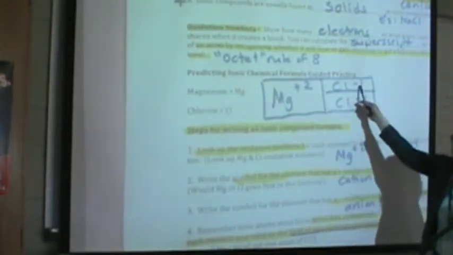So do we all agree a +2 and a -1 do not equal 0? So guess how many chlorine ions I need to offset that magnesium? 2. So I want you to draw a second one. Do you see how a +2 and a -1 and a -1? So this is +2, this is -2. That creates a neutral compound.